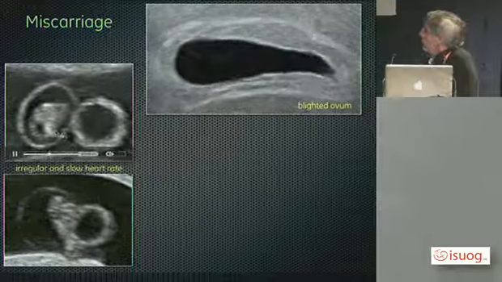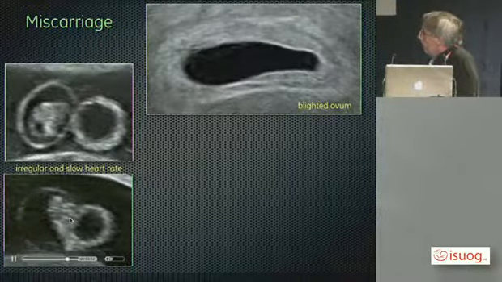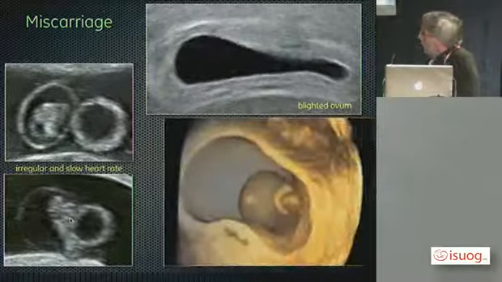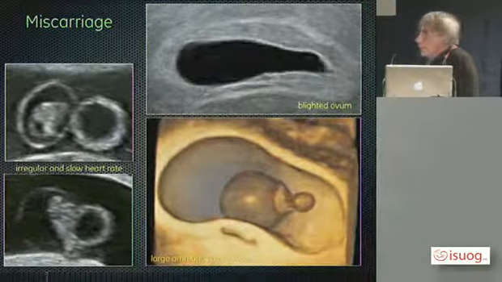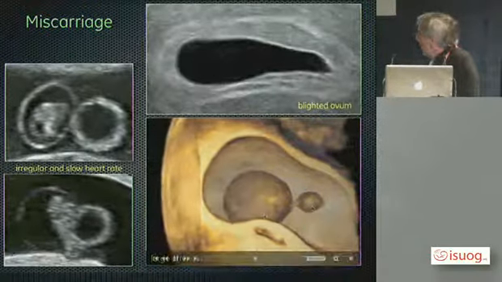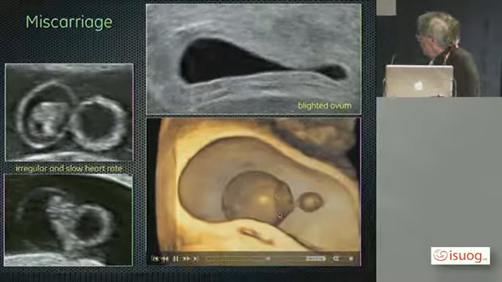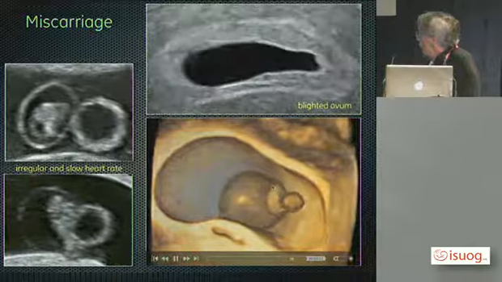Also, you can see irregular and slow heartbeat. And when something is going wrong, you also have a large amniotic cavity. At this stage, the amniotic cavity is not so large. And here, this is a 7-week embryo, and you have a huge amniotic cavity.